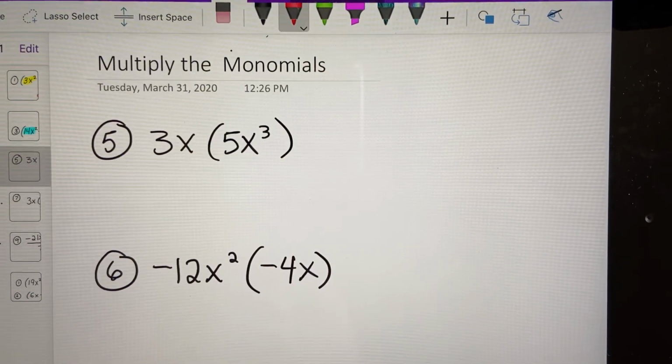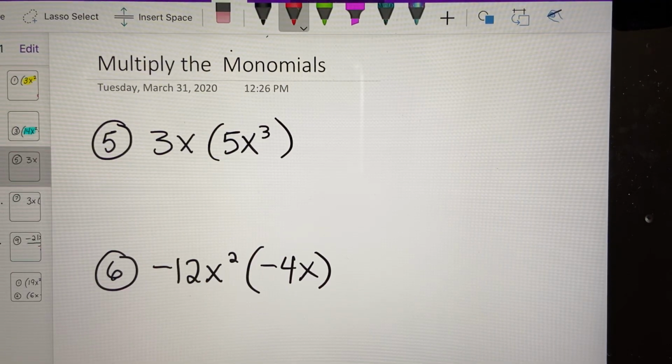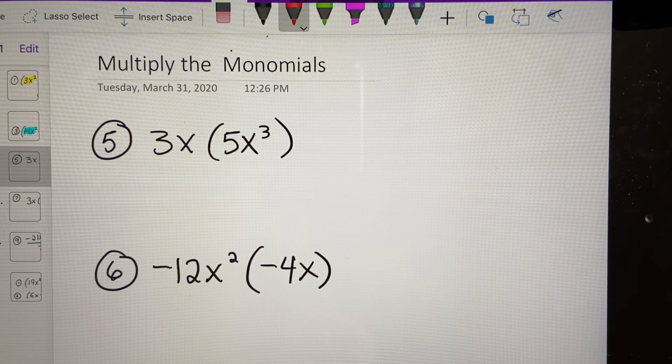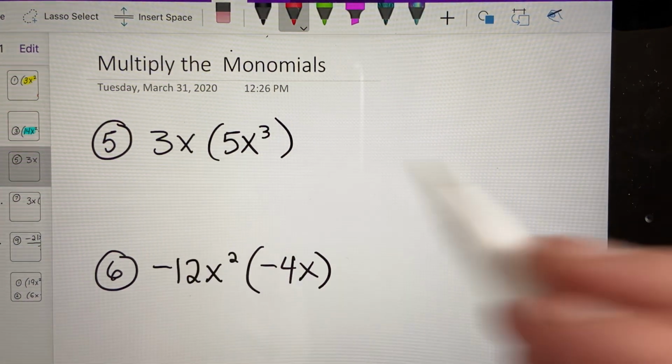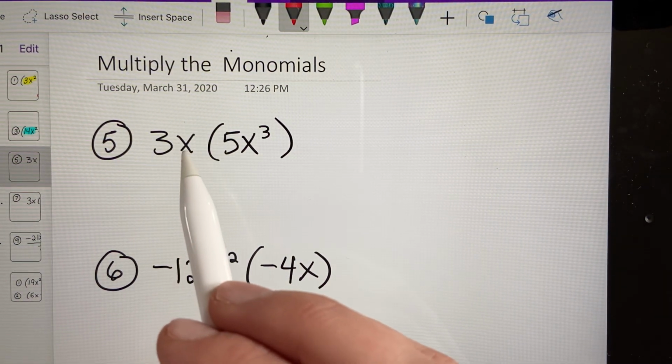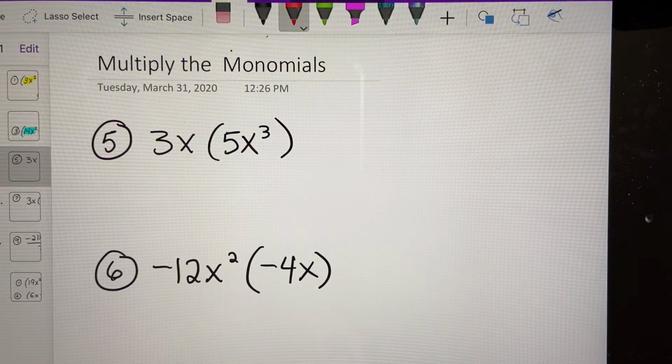Next up, multiplying monomials. When you're multiplying monomials, you just want to multiply the big numbers, and then we'll apply the laws of exponents for the exponents. Meaning if you're multiplying like x times x to the third, you would just add the exponents. So multiply the big numbers.